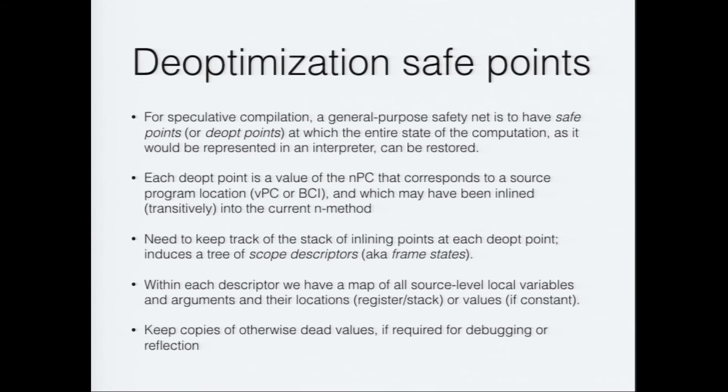So these de-optimization points were put into Self because it's a dynamic, interactive language, and people change the program as they're running. But it turned out to be a much more widely useful technique than that. Even in languages where you don't change the program while it's running, what you really want to do is compile a version and be able to undo your compilation based on decisions that come later. And de-optimization has become a very big hammer.